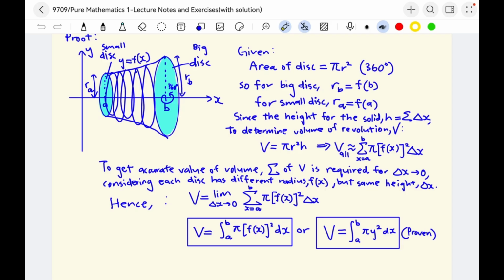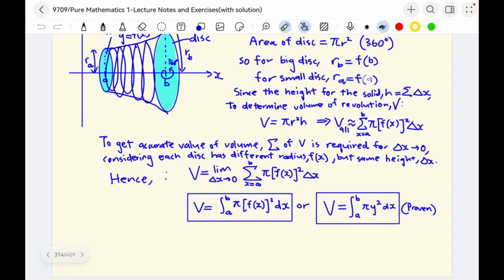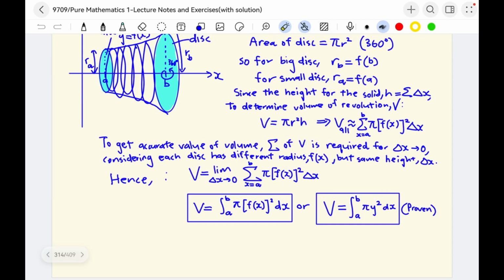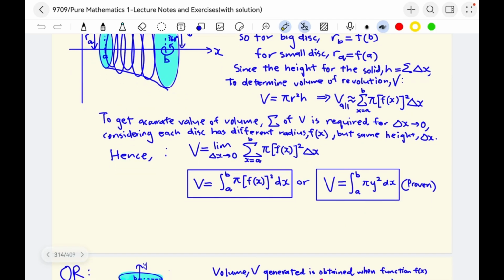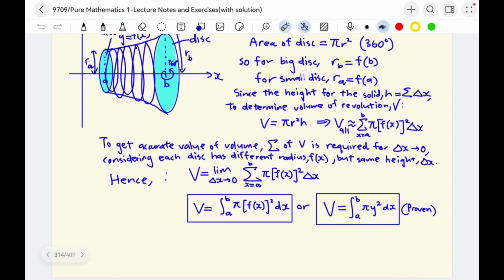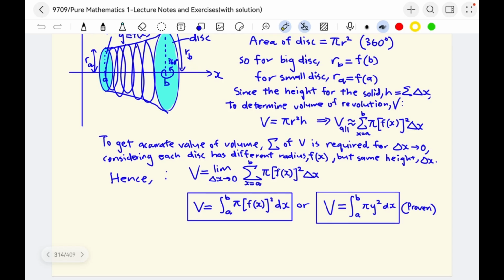So you know that this is the volume of the cylinder, but unfortunately this is not a cylinder. To determine exactly how much the volume is, we have to use integration, or the sum. That's why I have written an approximately equal sign over here for all of the volumes combined together. So this is just an approximation. To get the accurate value of the volume, of course it is in the integral form.